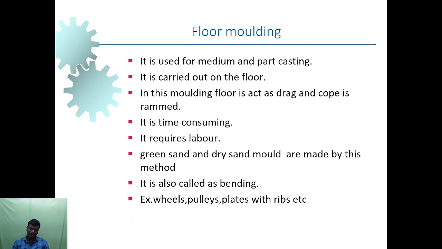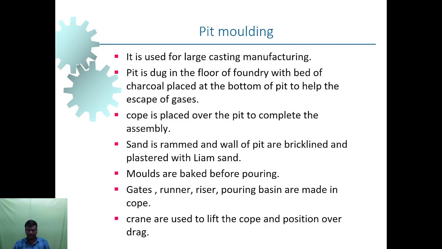And the next mold type is floor molding. It is used for medium and large castings. It is carried out on the floor. In this molding, the floor acts as the drag and the cope box is rammed. It is time consuming and requires labor. Green sand and dry sand molds are made by this method. It is also called bedding in. Examples: wheels, pulleys, plates with ribs, etc. In the pit molding process, large castings are manufactured.